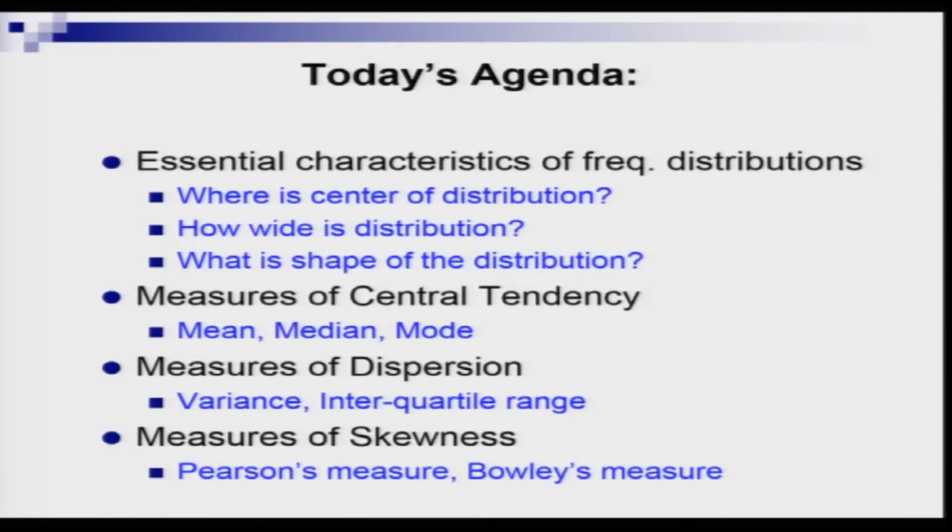So, in the last lecture we started with the essential characteristics of a frequency distribution. Then we will look at the measures of these three features of frequency distributions. We will study mean, median and mode, which are the measures of central tendency. Then we will study variance and interquartile range, which are the measures of dispersion, and we will finish today's discussion with measures of skewness, namely Pearson's measure and Bowley's measure.